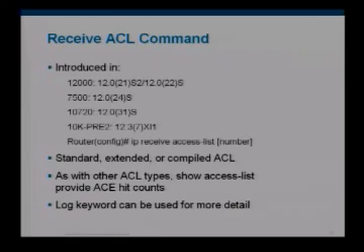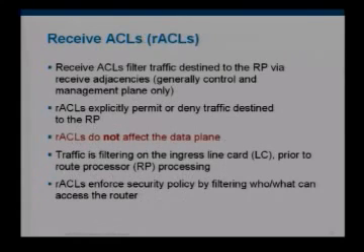So they are just like regular access lists, standard, extended. You can use the show access-list command to check the hit counts and all that stuff. But what does it do, especially on high-end boxes that is absent in the low-end boxes? Receive ACLs filter traffic destined to the route processor via the receive adjacencies.